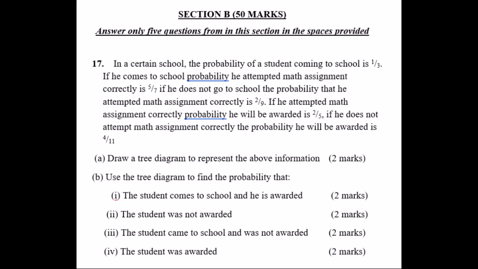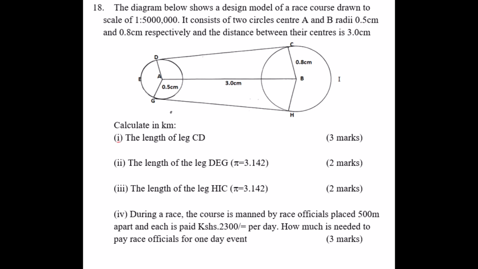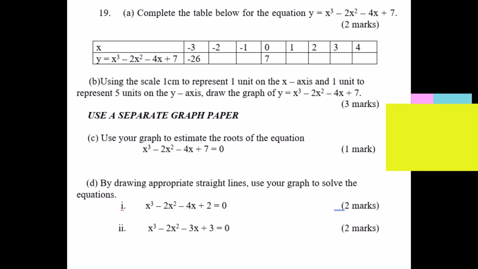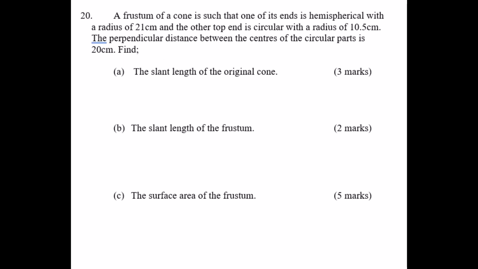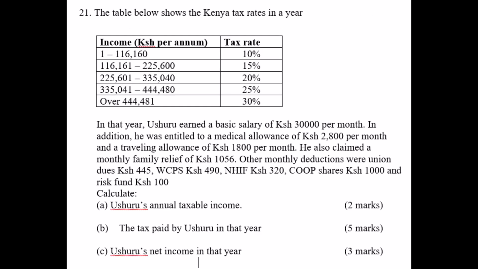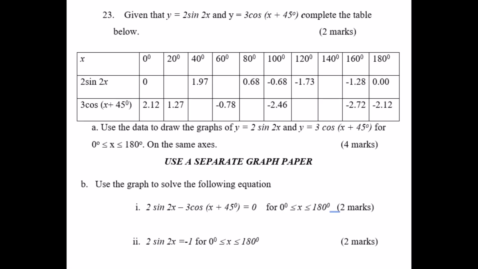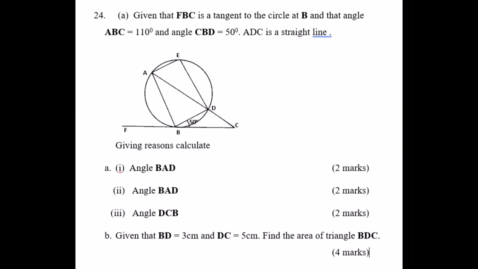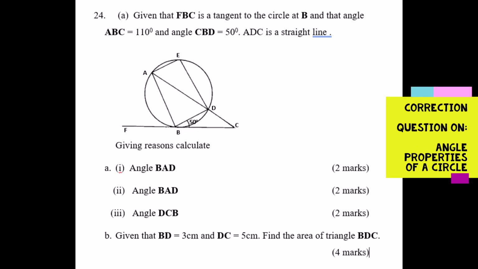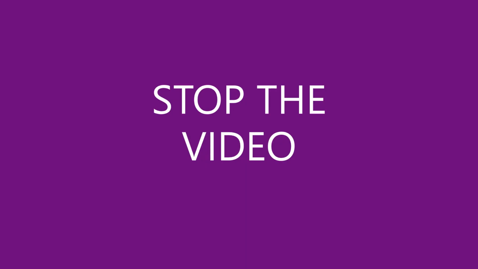Question number 17, probability. Question number 18, common tangent of two circles. Question number 19, this is a cubic graph. Question number 20, this one is a frustum on the hemisphere. Then follow the instruction for the question. Question number 21, taxation. Question number 22, valuation. Question number 23, these are trigonometric graphs. And then question number 24, these are circles and chords.